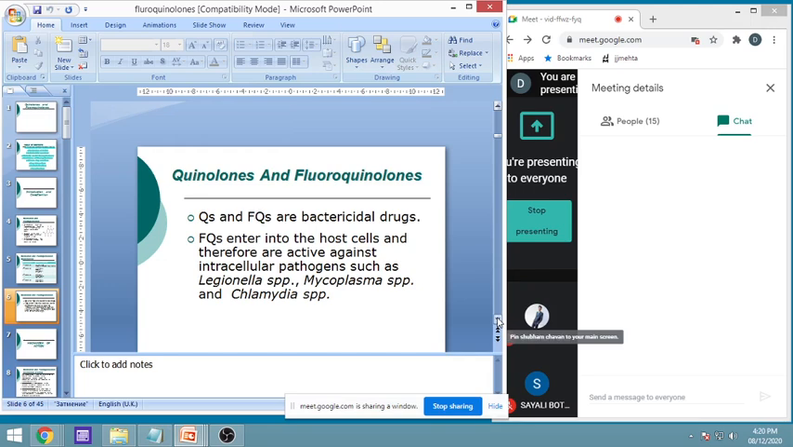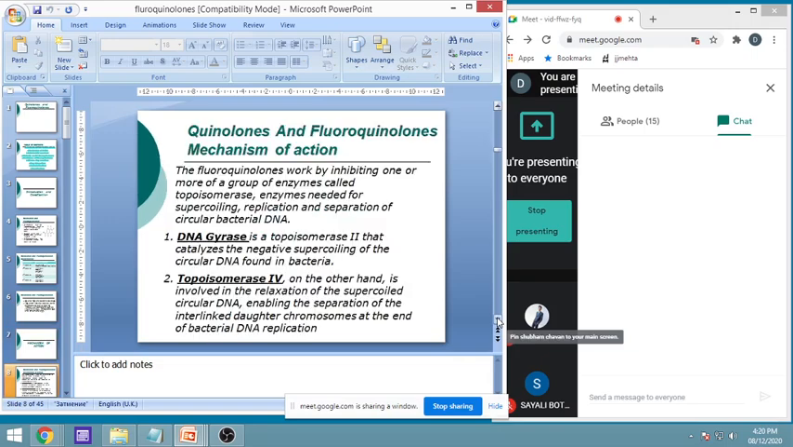They enter into the host cells, and therefore they are active against intracellular pathogens like Legionella, Mycoplasma, and Chlamydia species, because they can enter inside the cell. What is the mechanism of action? The fluoroquinolones work by inhibiting one or more groups of enzymes called topoisomerases, which are needed for supercoiling, replication, and separation of bacterial DNA.